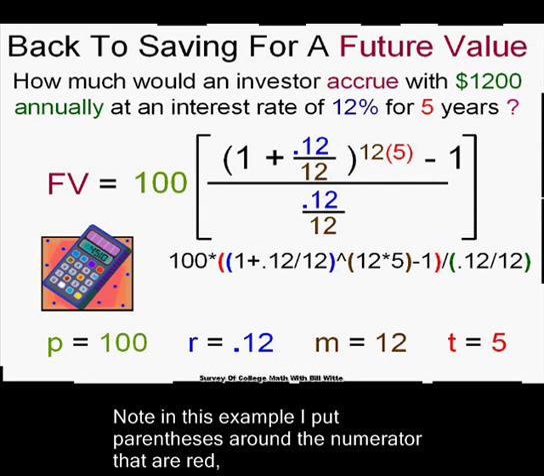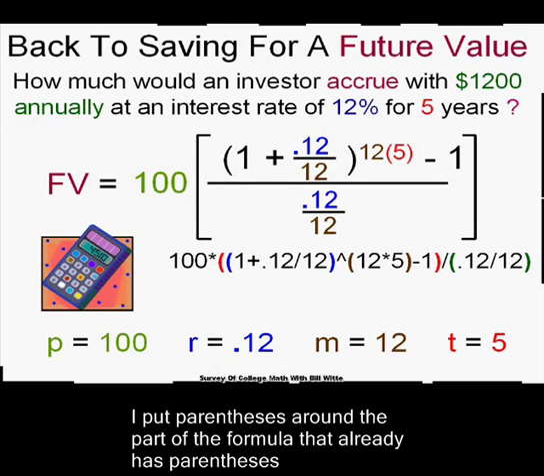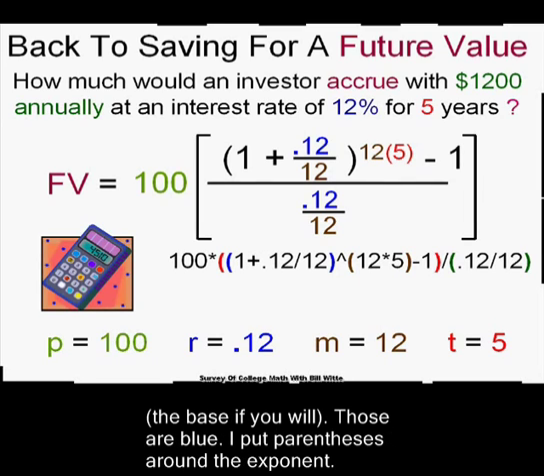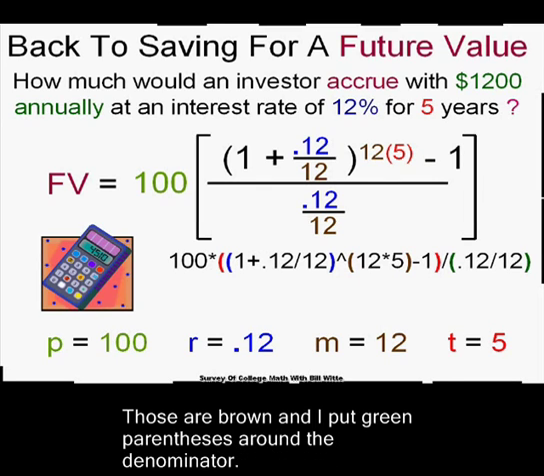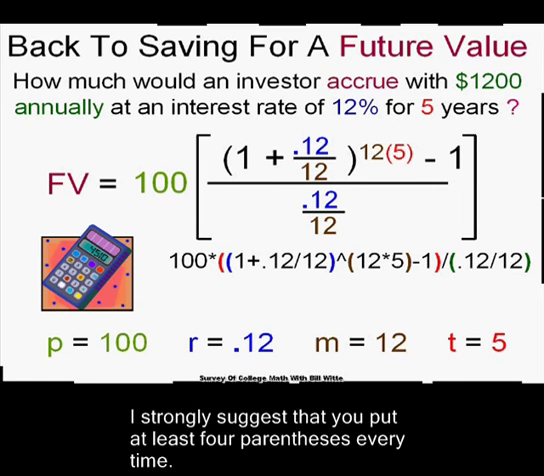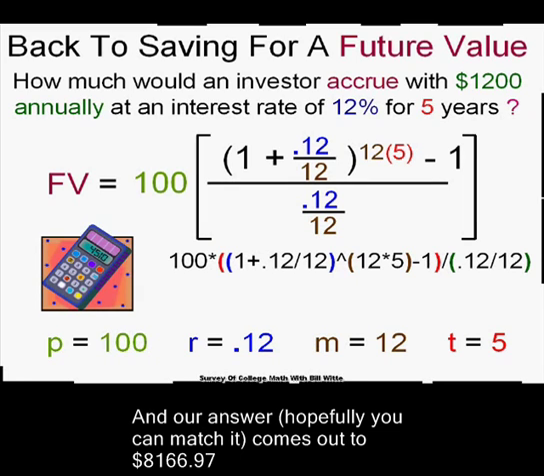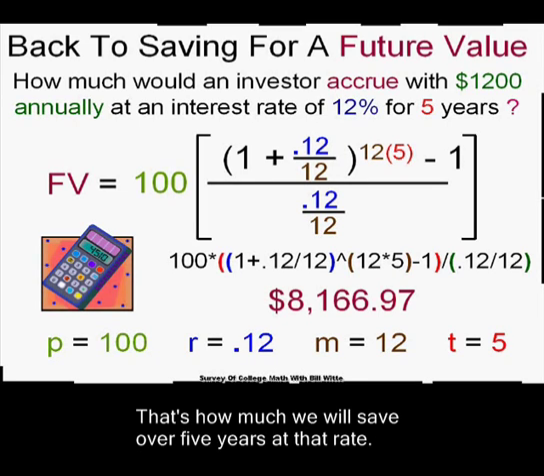Note in this example, I've put parentheses around the numerator that are red. I put parentheses around the part of the formula that has parentheses, the base, if you will. Those are blue. I put parentheses around the exponent, the 12 times 5, and I put parentheses around the denominator. And I strongly suggest that you put no more than 4 parentheses every time. And our answer, hopefully you can match it, comes out to $8,166.97.